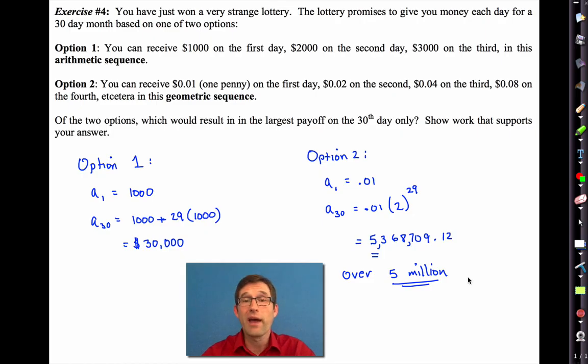And the day before, we got half of that. We got over $2 million. The previous day, about $1 million. The day before that, I mean, we made a lot of money.